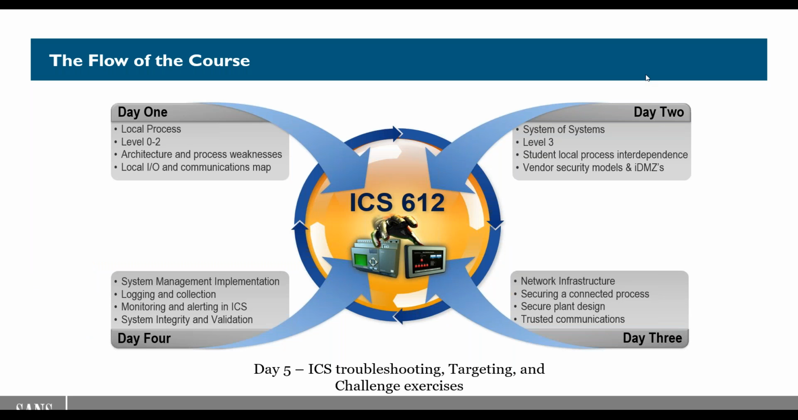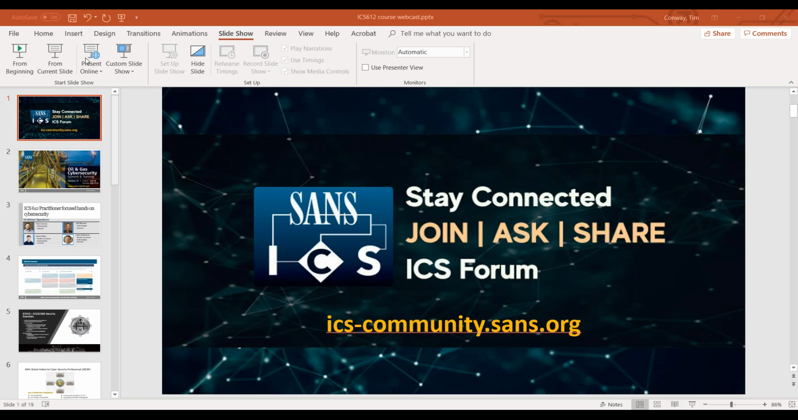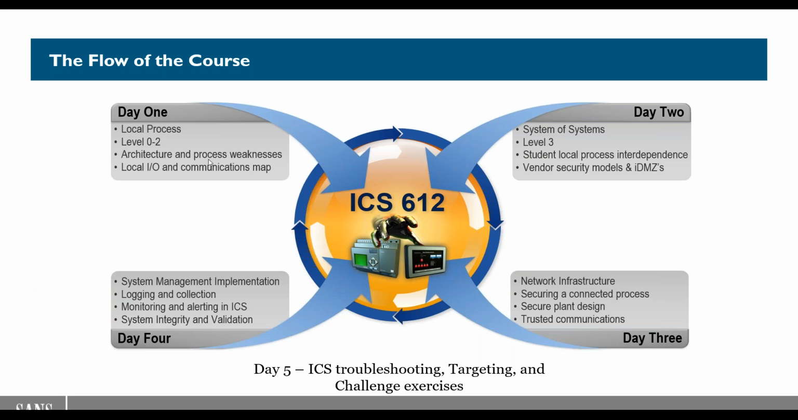Working through the different course days. In day one, looking at this 5-day course, it may stand out a little bit that we only have 4 boxes on the screen, but I'll explain that in a second. So day one, if you are familiar with the Purdue model, we start near the bottom and work our way up throughout the progression of the course days. So level 0, level 2, local process is really what we focus on in day one.